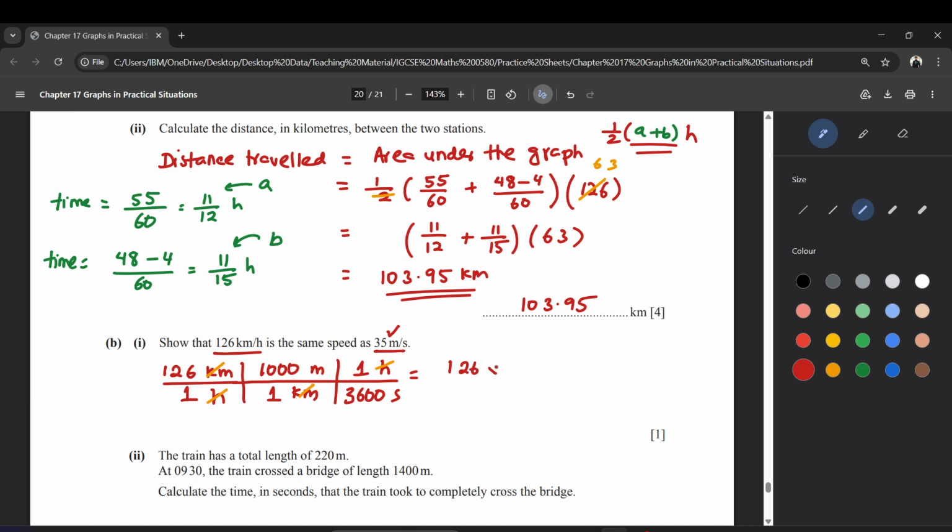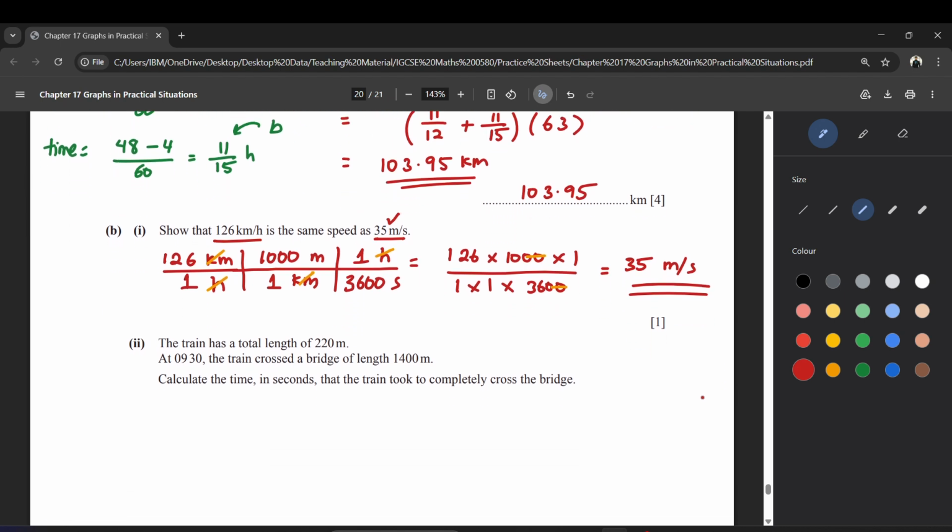So we have 126 multiplied by 1000 multiplied by 1 divided by 1 times 1 times 3600. So now you can simplify. The zeros can cancel two of these, right? So now you have 1260 divided by 36, and that gives us exactly 35 meters per second.